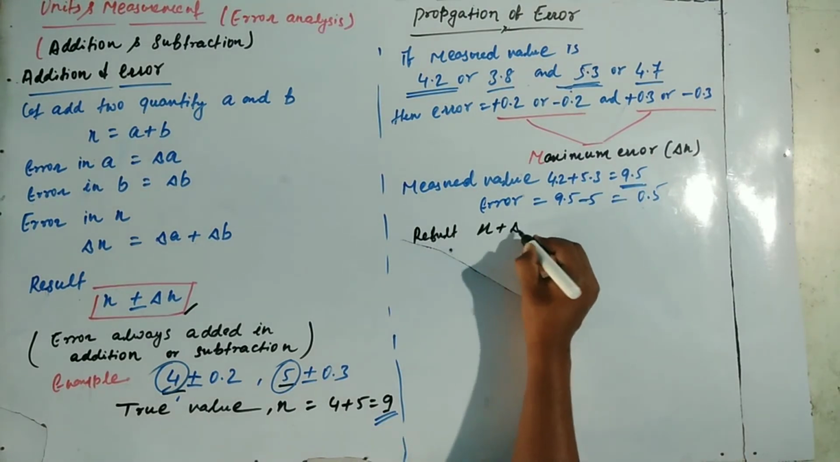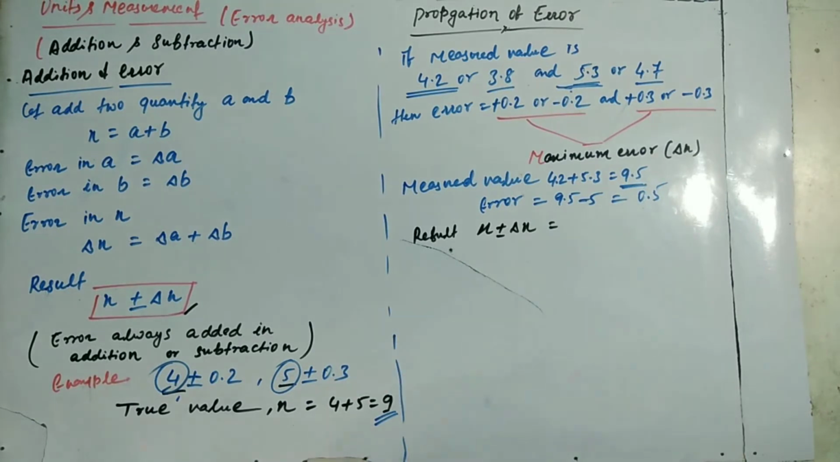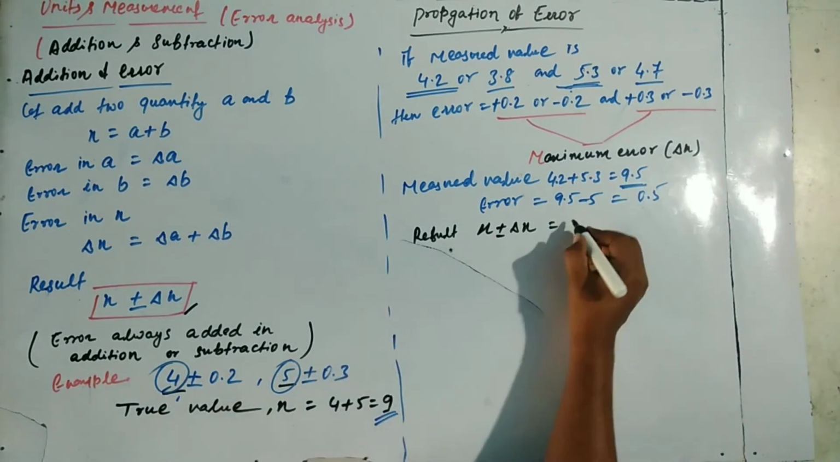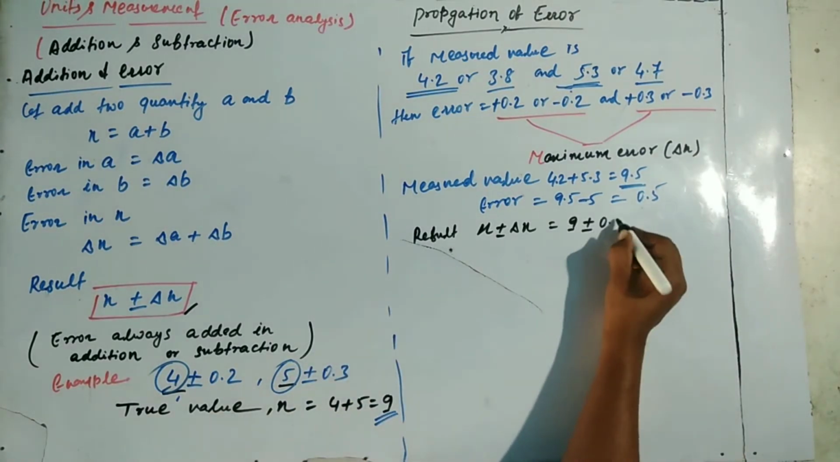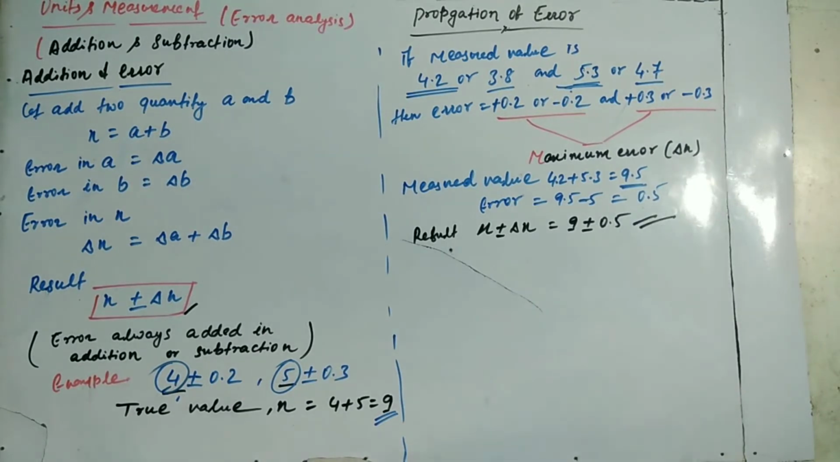Then the result will be, result is X plus minus del X, so 9 plus minus 0.5. It is the addition of error.